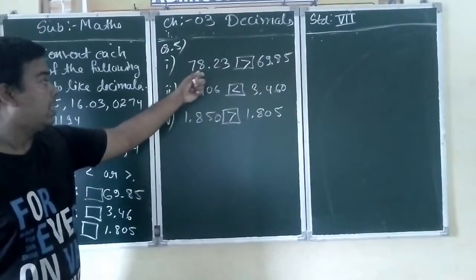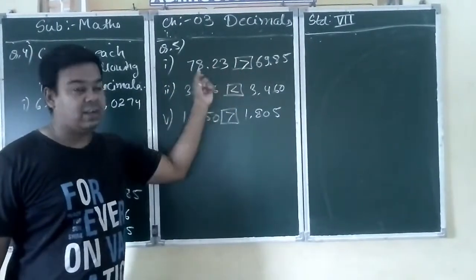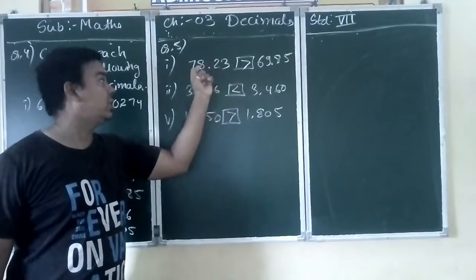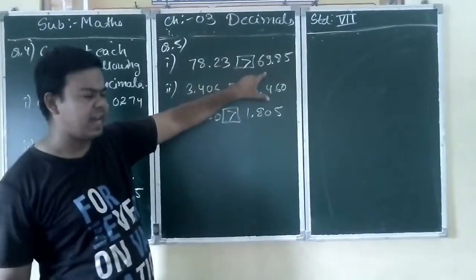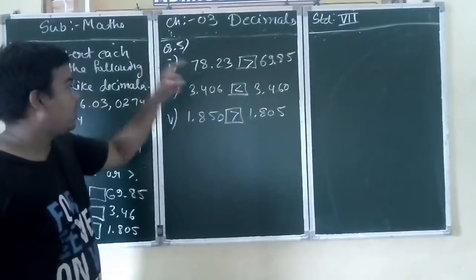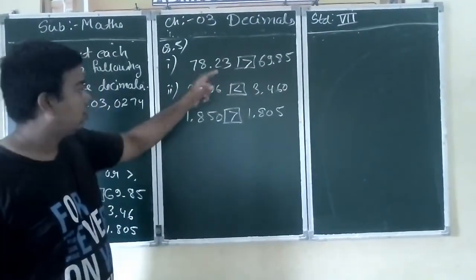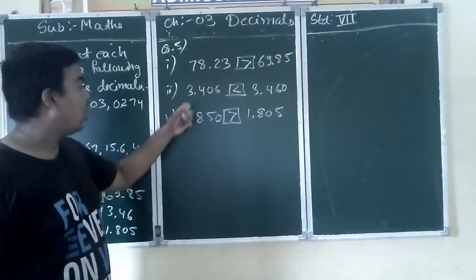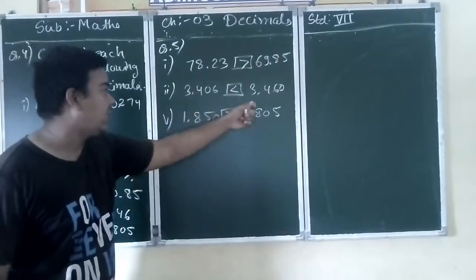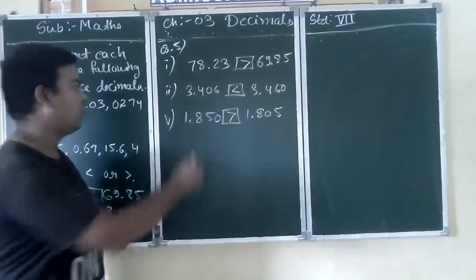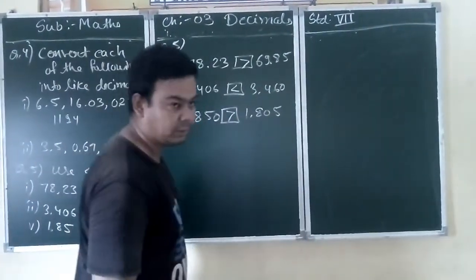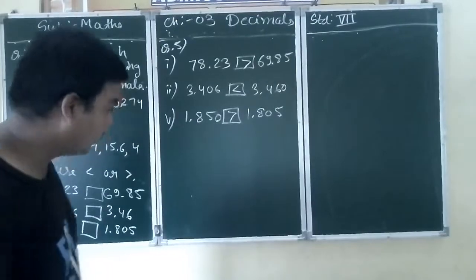If the whole part is different, then you compare only the whole part, like 78 and 69. 78 is more than 69. But here the whole part is the same, 3, so then you move to the decimal part: 406 and 460. Okay, let's copy this.